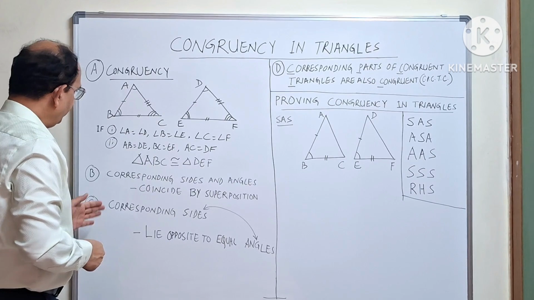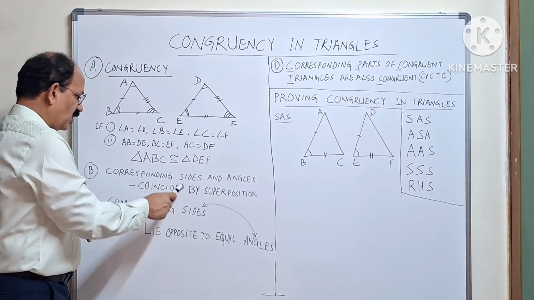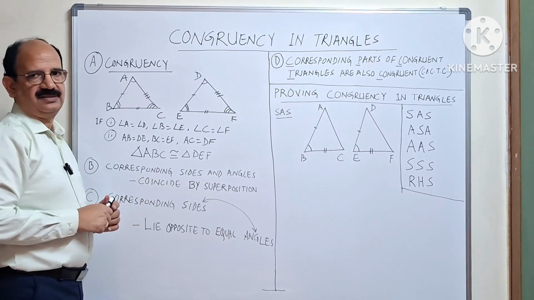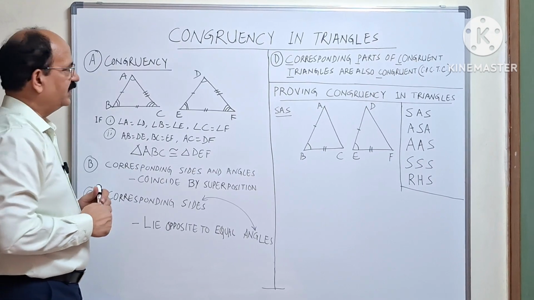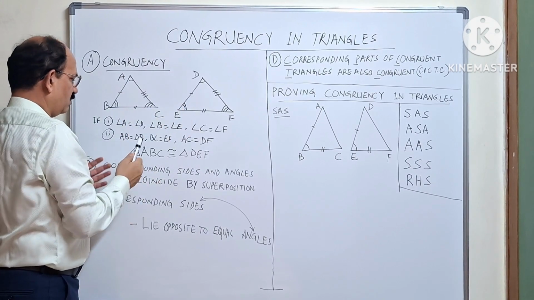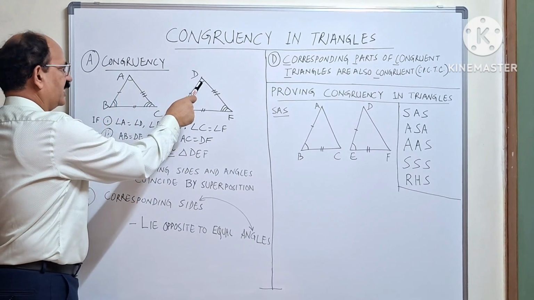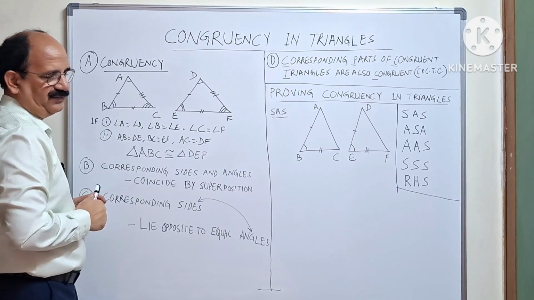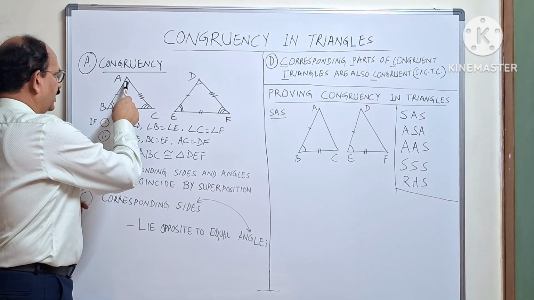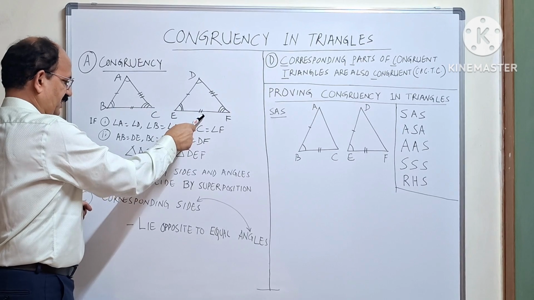Another thing which we need to understand in congruency is that the corresponding sides lie opposite to the equal angles. What does that mean? Let's look at these two triangles which are congruent. Angle A of ABC is equal to angle D of DEF. Then opposite to angle A is side BC, opposite to angle D is side EF.